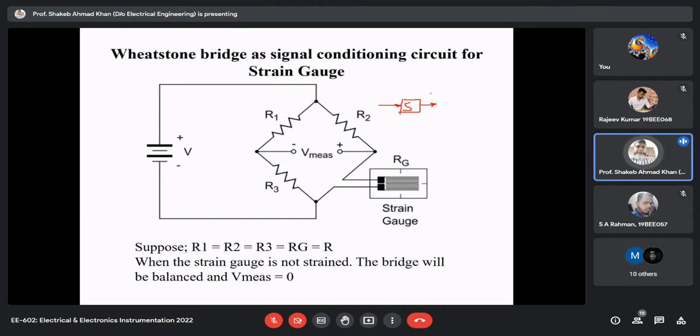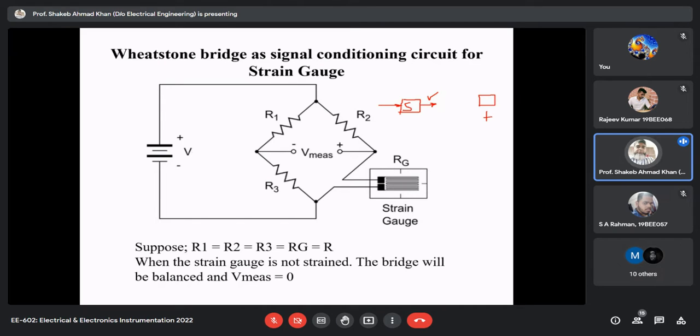Now this signal, whatever we are getting from the sensor, finally requires a display, or a recording, or an analysis. Suppose this is the final stage.